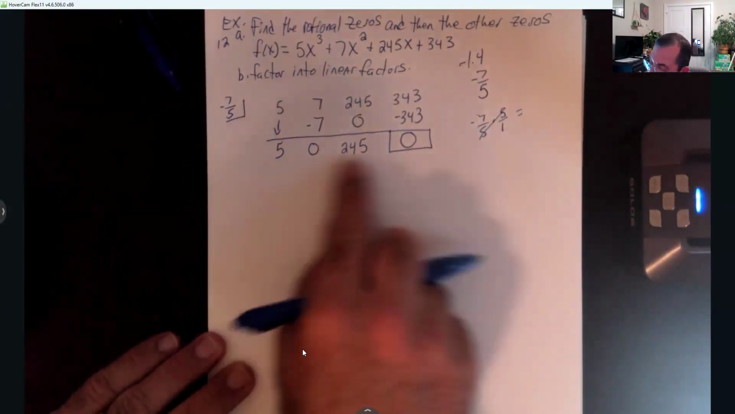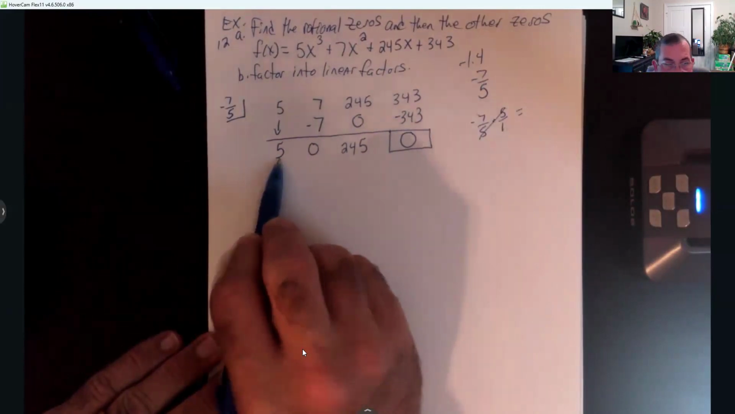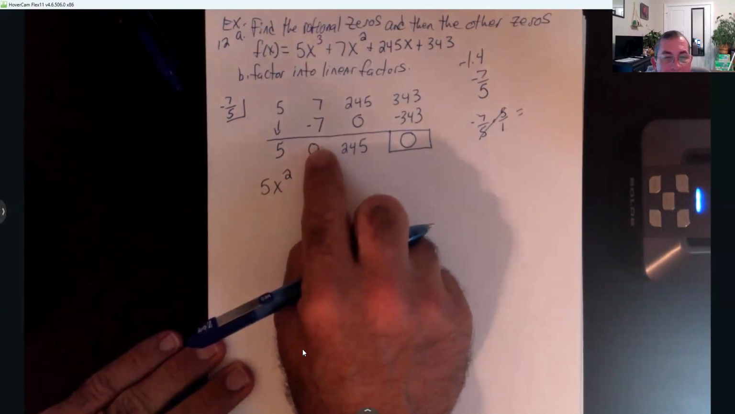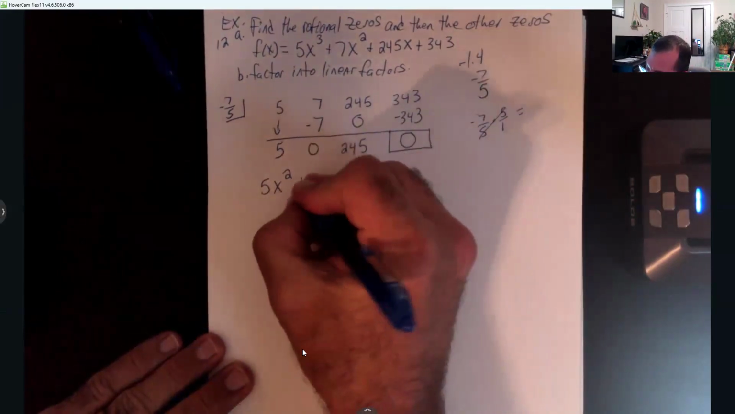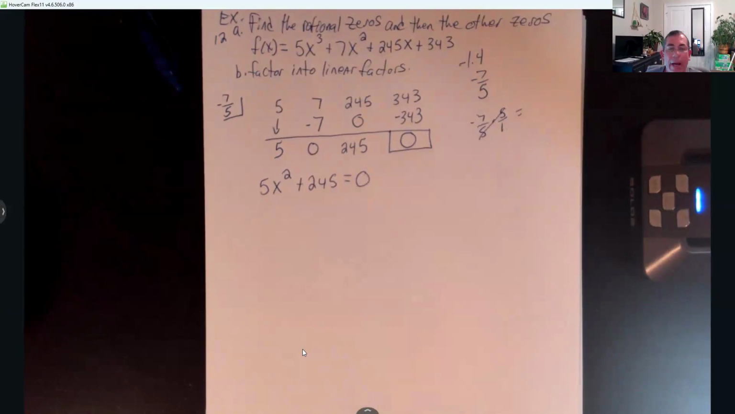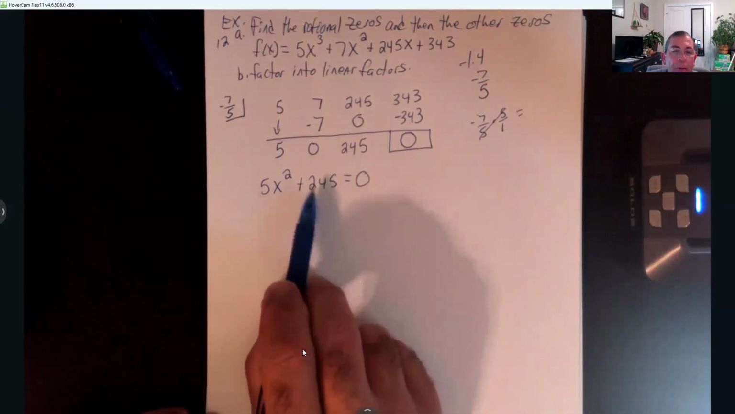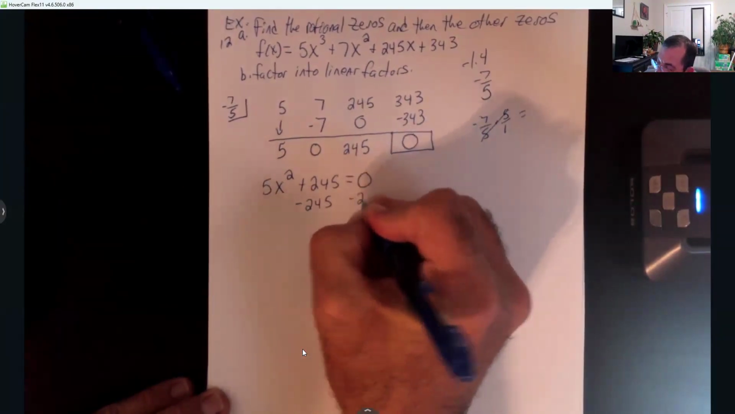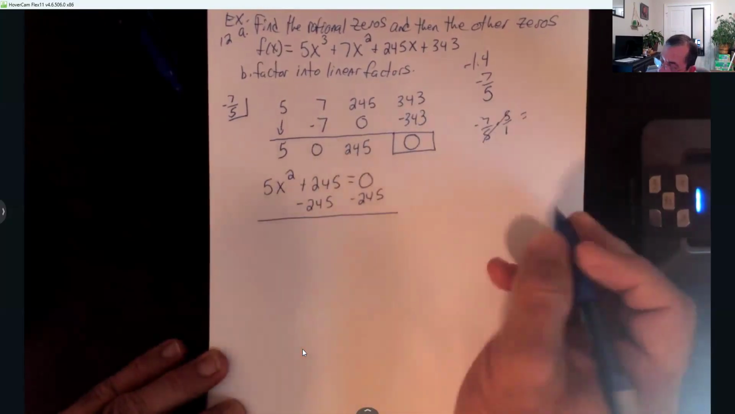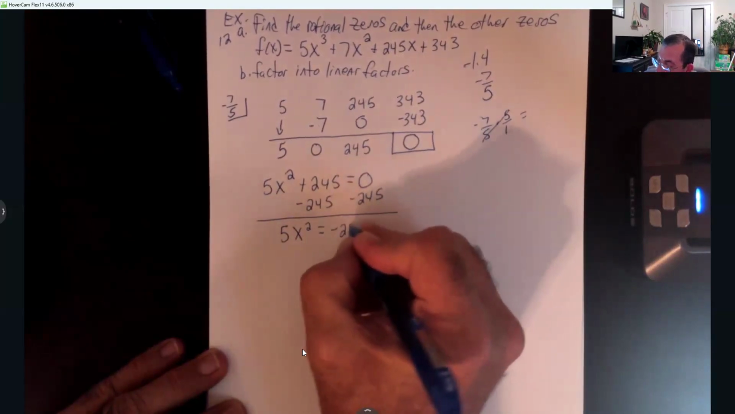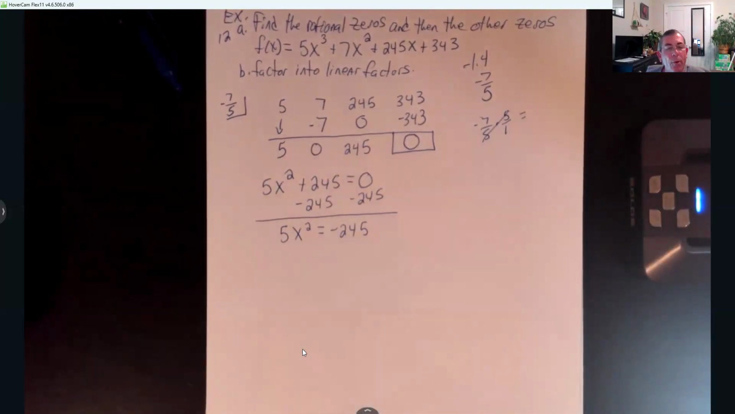So now, remember, this now is a 5x squared plus 0x plus 245. I'm going to set that equal to 0. All right, y'all, so let's see. X squared term and a number. Let's move the number over here. So I'm going to subtract 245. And y'all look at that. I get 5x squared equals a negative 245.